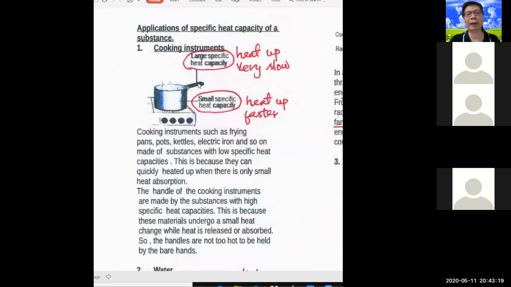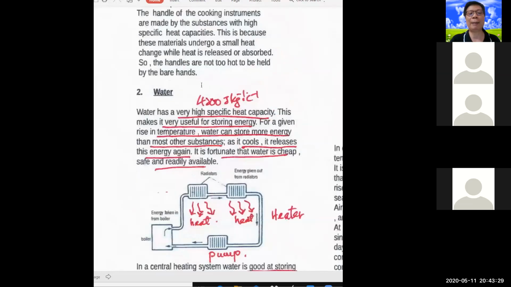Whereas the handle must be made from material with large specific capacity, difficult to heat up. Okay? So it is easy to hold, correct or not? Okay? Then another example is a heater.